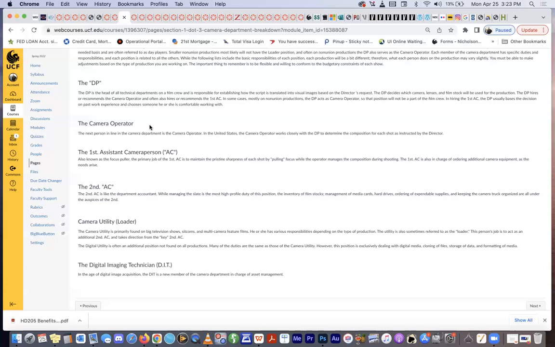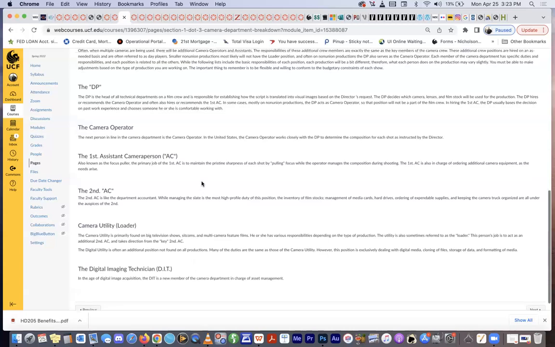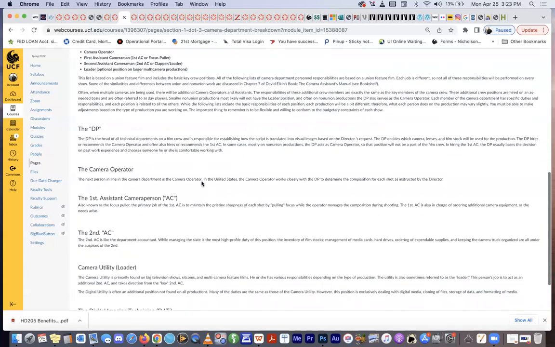And then that individual is supported by a number of assistant camera people, the first assistant camera, the second assistant camera, a utility person in the department, and then possibly the digital imaging technician. Okay, so the first AC is the individual whose specific duty, their key role, of course, is maintaining focus in each of the shots, done manually and independently of the camera operator's responsibilities.